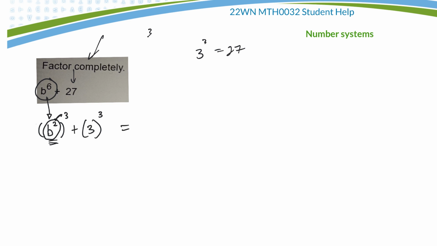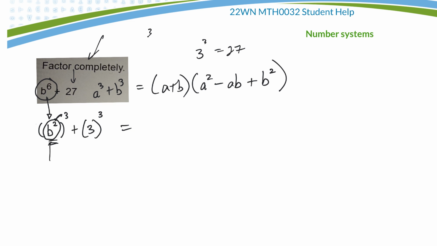So my rule is if I have a cubed plus b cubed, the rule is a plus b times a squared minus a times b plus b squared. Okay. And it might be awkward using those different letters because I've got a b here. I'm going to get confused.